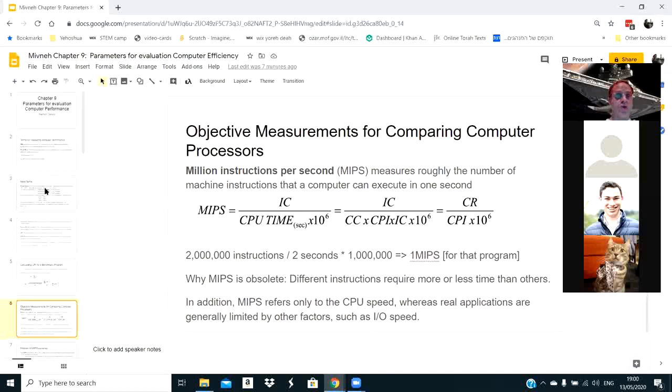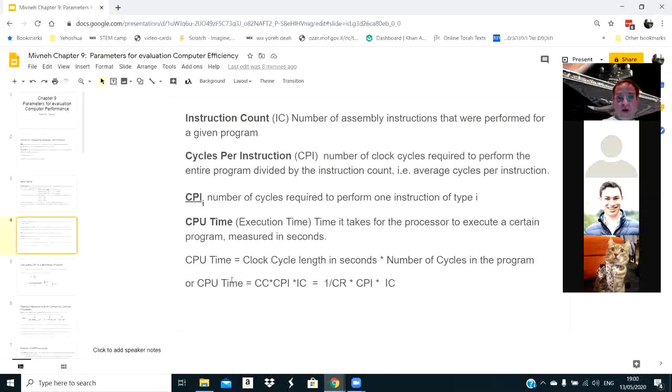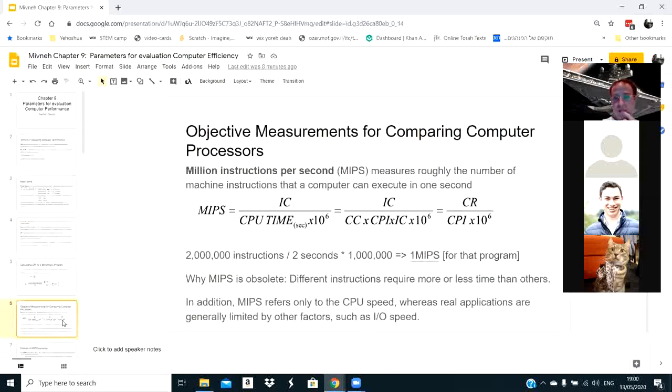But since we know what CPU time is, we can start playing a little bit with math, and we can say, well, look over here. We said the CPU time is also equal to CC times CPI times IC. So let's throw that into the equation: CC times CPI times IC. Once we see that, we can say, there's an IC over here and an IC over here. Let's cancel them out.